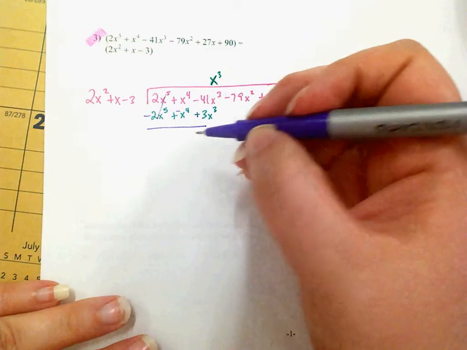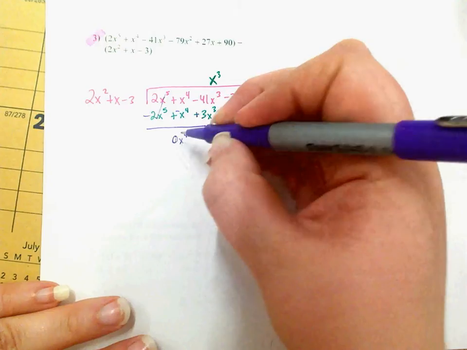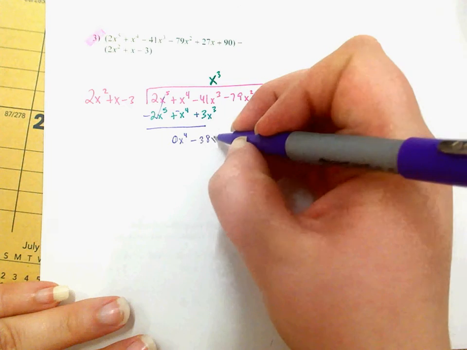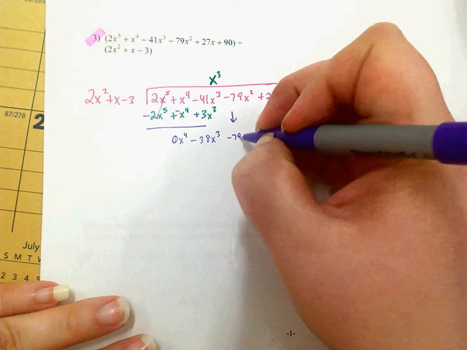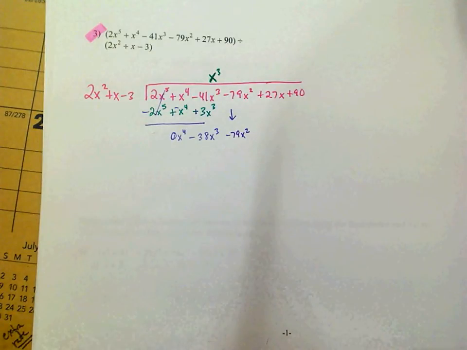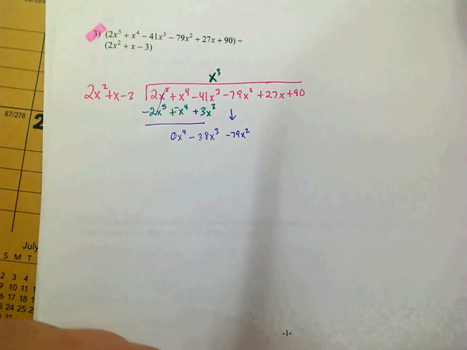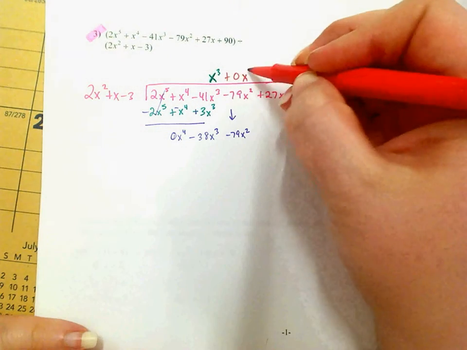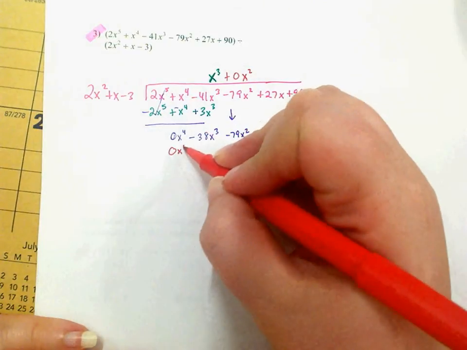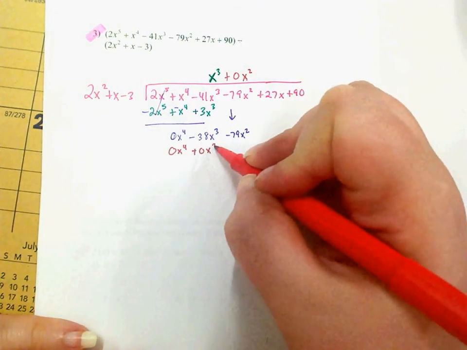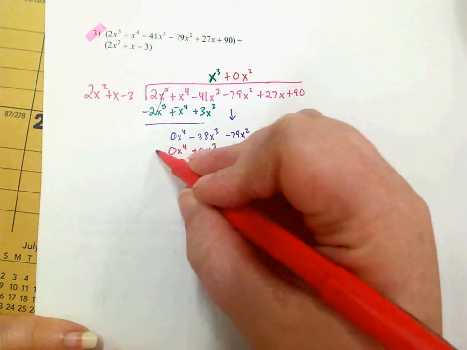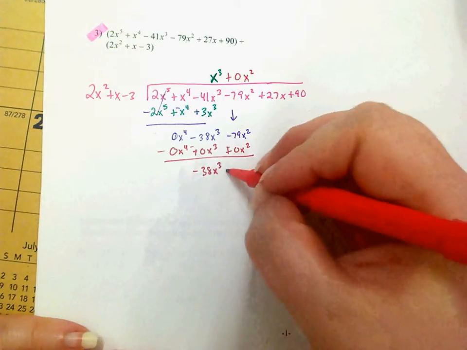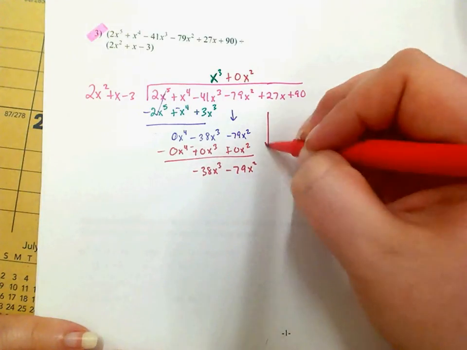If you're uncomfortable with that, go ahead and write down 0x to the fourth. Negative 41 plus 3 is negative 38x cubed. Bring down the negative 79x squared. If you want to, you can use a placeholder: what do I need to multiply 2x squared by to get 0x to the fourth, and then a 0x squared, or just 0. That would give me 0x to the fourth plus 0x cubed plus 0x squared, and subtract, and I'm left with negative 38x cubed minus 79x squared, and then bring down the positive 27x.